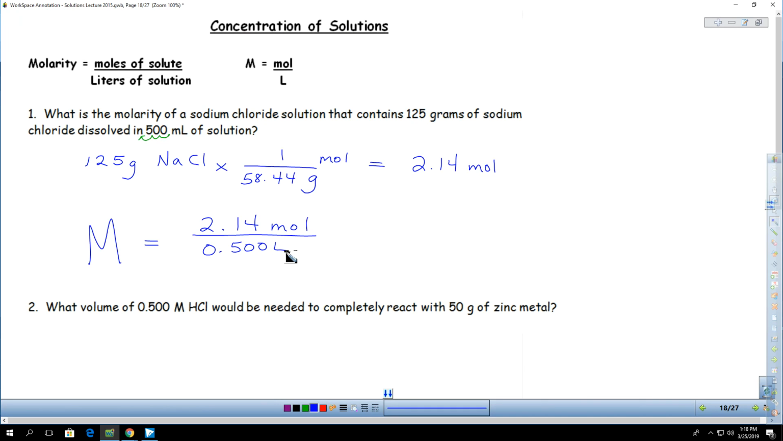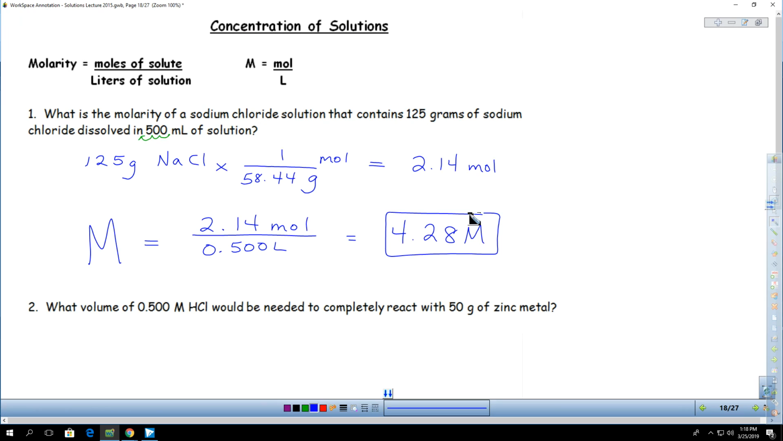And now we got it. We can just divide and I get about 4.28 molar. We'd say we have a 4.28 molar solution of sodium chloride.